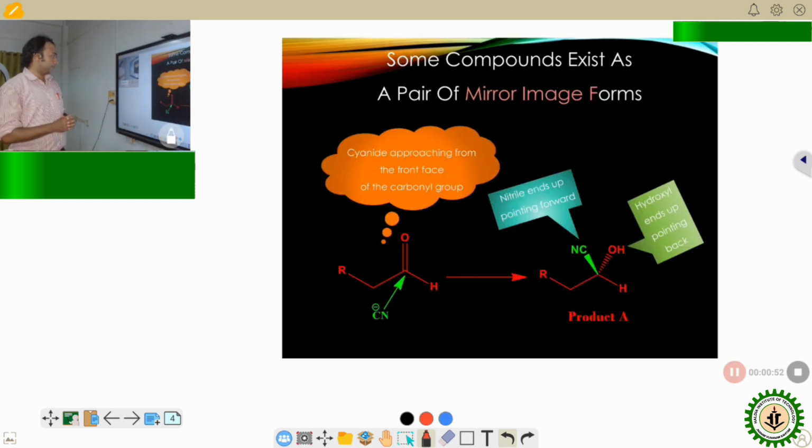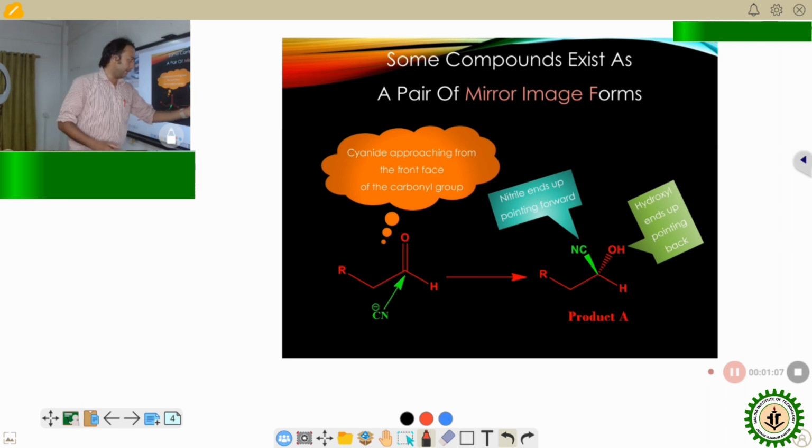So let us consider the first case where cyanide attacks the aldehyde from the front face. Okay, so what happens there? The cyanide attacks from the front, so the nitrile group ends up pointing forward, and the hydroxyl group ends up pointing backwards. So this is the case of cyanide attacking from the front.